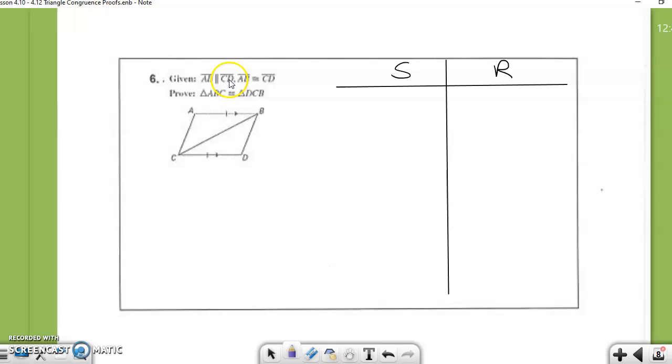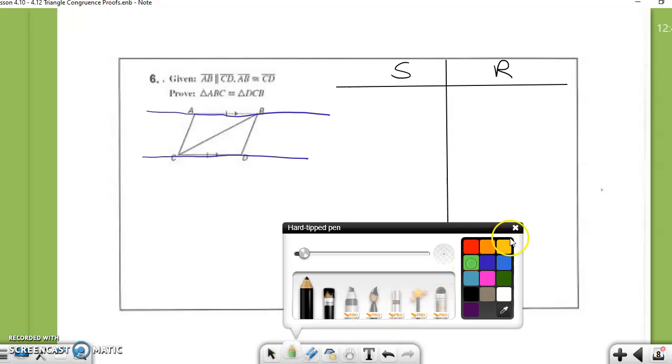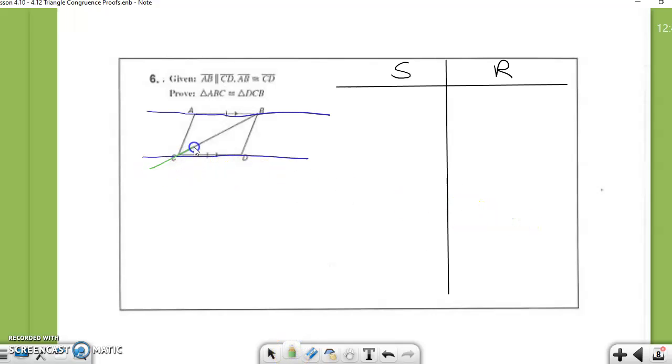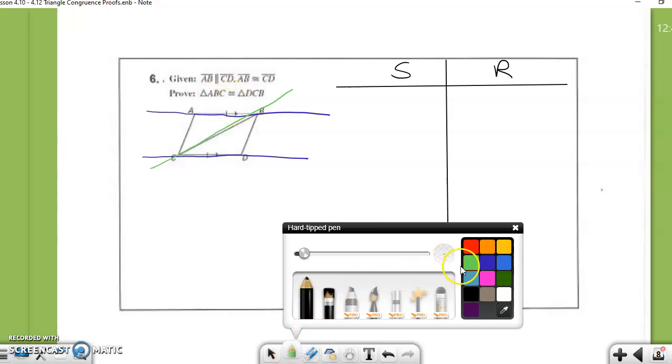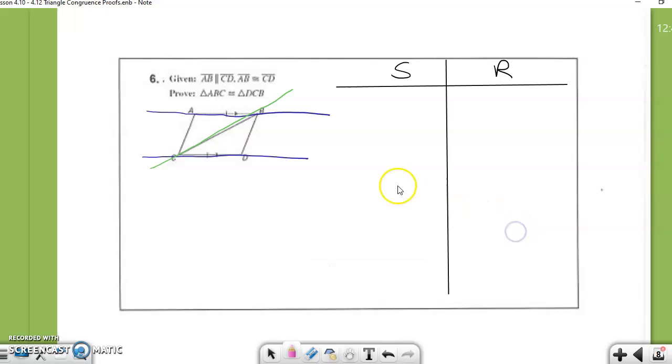I'm given that AB is parallel to CD. I've got the matching arrowheads, but I always like to just extend those parallel lines. It helps me see those special angle relationships set up by parallel lines and that transversal. Whenever they give me parallel lines, I'm going to be using some sort of alternate interior angles or any of that kind of stuff. Now they're also telling me that AB is congruent to CD.